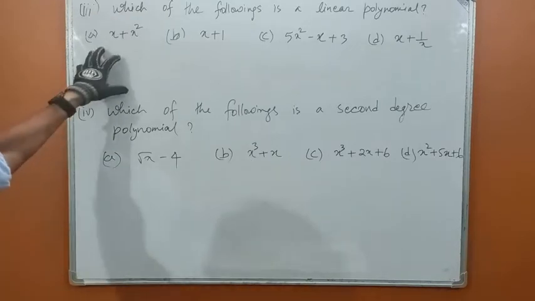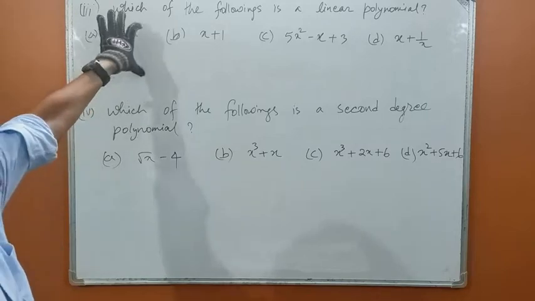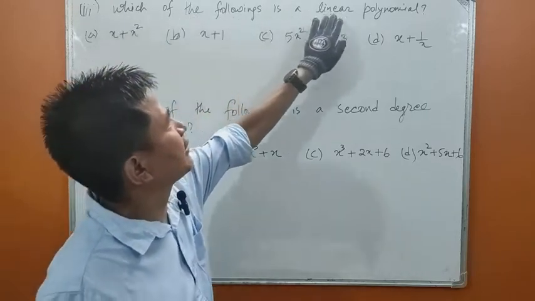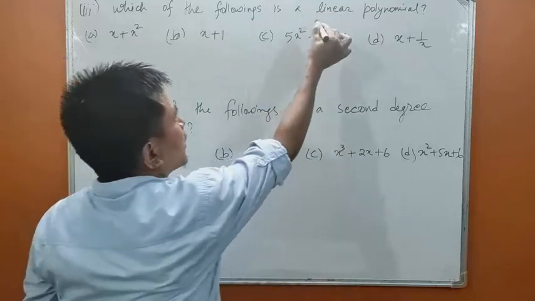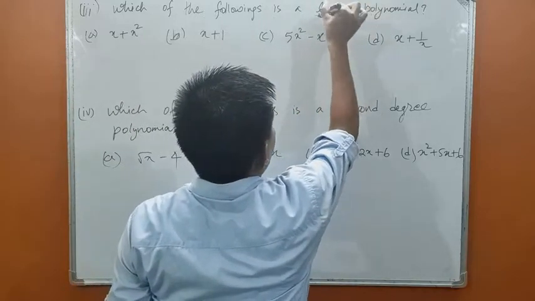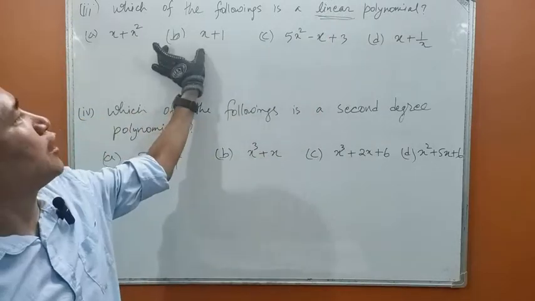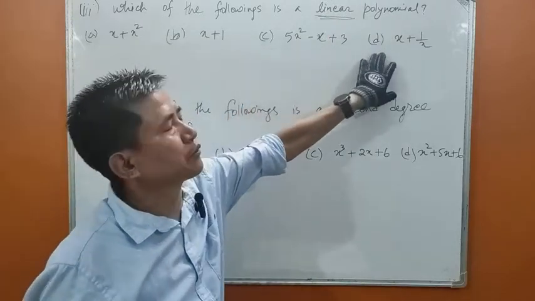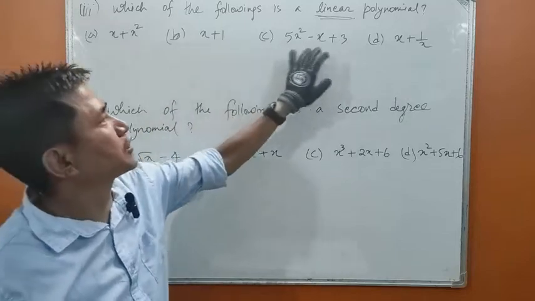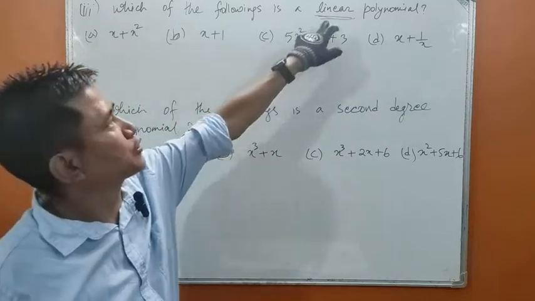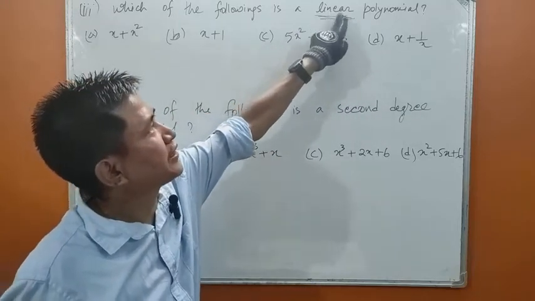Now let's move on to the next question. Question number 3. Which of the following is a linear polynomial? We are asked to identify the linear polynomial among these 4 options: option A, option B, option C, and option D. There are 4 options given to us, and among these 4 options, we are asked to identify the linear polynomial.